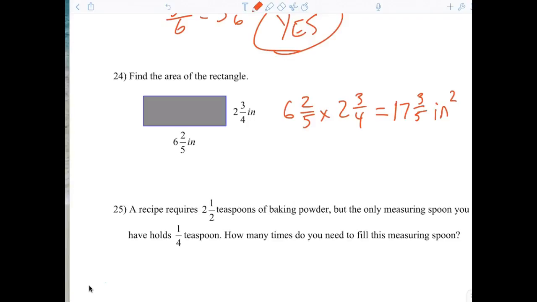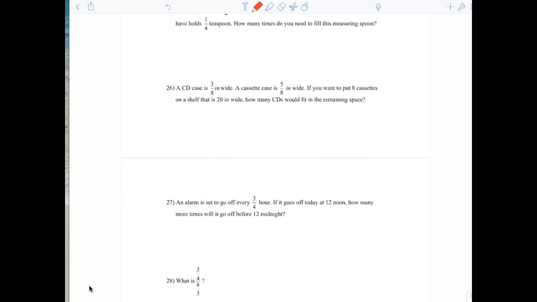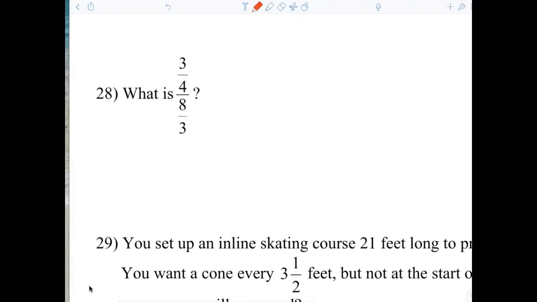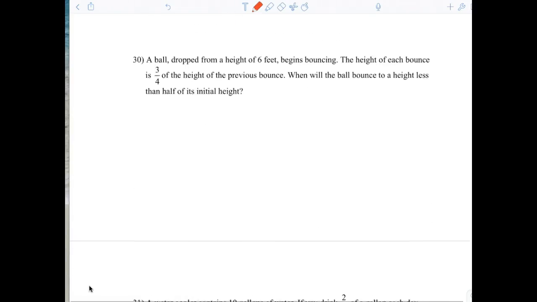All right, I'm pretty happy with you guys. Hold on now for a second. Now, everybody jump to 28 for me. What does that actually mean there? Yes, that's exactly what that means. So this means 3/4 divided by 8/3. So you just type that in the calculator. I just want to give you a heads up on that to see if you knew that.